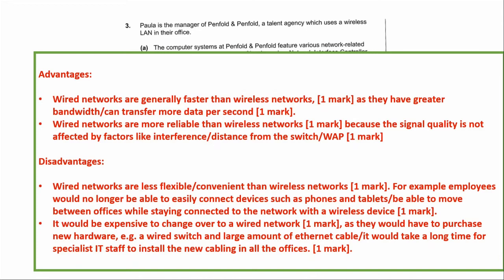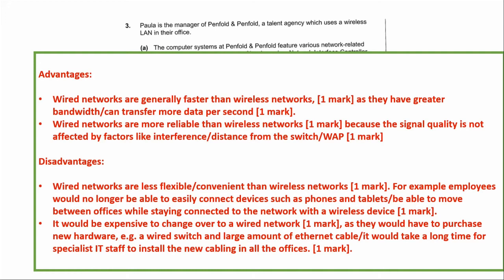So you could say wired networks are generally faster than wireless networks, is one mark, as they have greater bandwidth and can transfer more data per second. Wired networks are more reliable than wireless networks because the signal quality is not affected by factors like interference or distance from the switch or the WAN. Whereas the disadvantages are wired networks are less flexible and convenient than wireless networks.